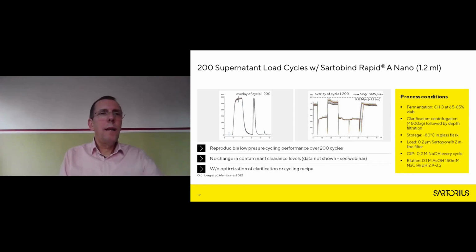We want to highlight that even though equilibration and washing was executed at 10 membrane volumes per minute, that is to say at a residence time of 6 seconds, the pressure drop never exceeded 1.2 bars.